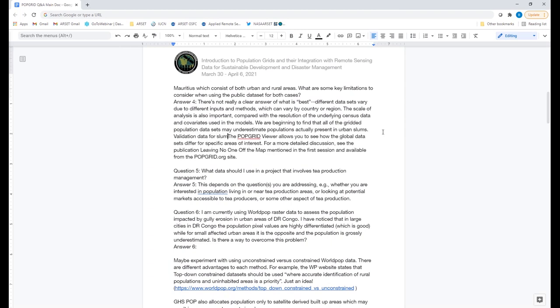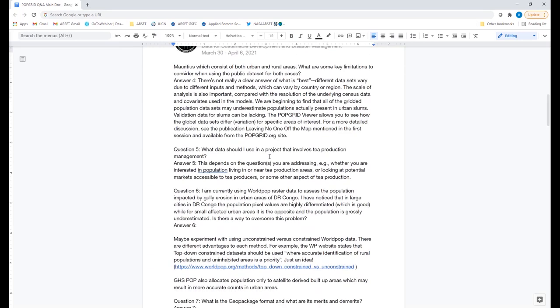So we did produce the publication that's available on the POPGRID site to try to give guidance on issues and limitations, which can cover a range of factors about the different data sets. We do encourage people to use the POPGRID viewer to give you a sense of what the variation is, and that can maybe help you judge whether a data set really is appropriate for your application in your particular area.